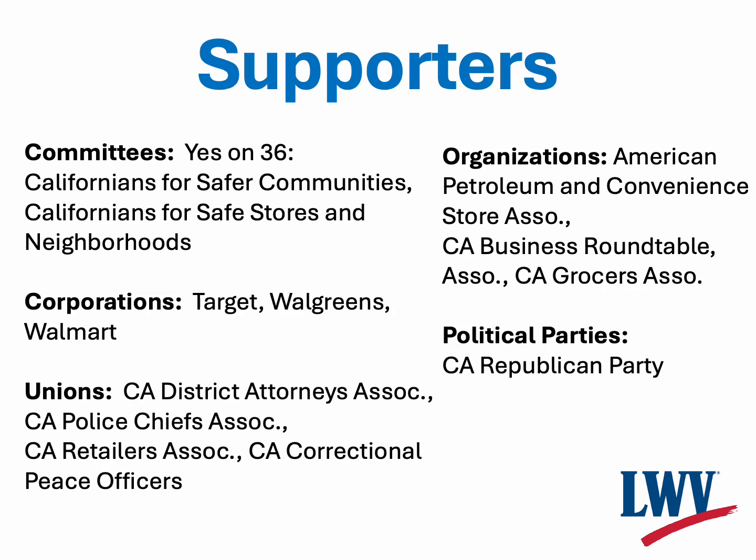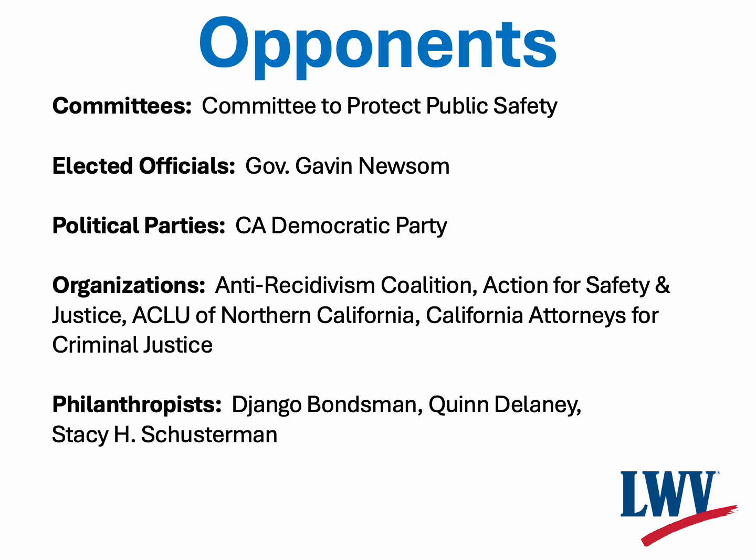Here is the list of the supporters for Proposition 36. Please note that among the major supporters of this bill are major retailers and law enforcement unions, including the California Correctional Police Officers Association. And here is a list of the opponents for Proposition 36. Please note that opposition to this proposition comes primarily from criminal and racial justice groups, as well as from Governor Newsom and the state Democratic Party.